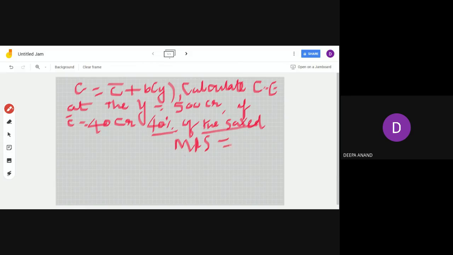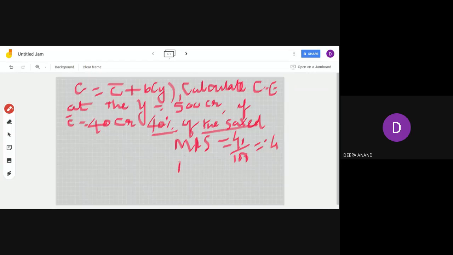MPS, ma'am. Yeah, MPS is given. Very good. 40% of the additional income is saved. That means MPS is given as 40%, 40 by 100. So normally we write it as 0.4, not in percentage, because total we should get 1. So MPS is given as 0.4.